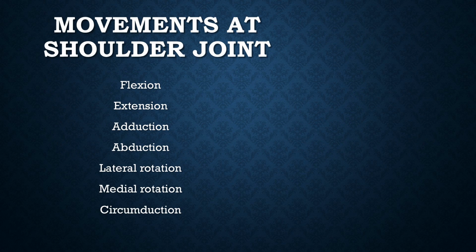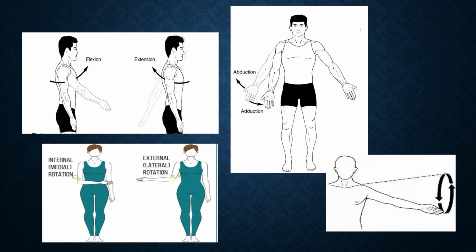Movements at the shoulder joint. Flexion, bending of the arm in such a way that it leads to decrease in angle. Extension, it leads to increase in angle. Adduction, movement of the arm towards the trunk. Abduction, movement of the arm away from the trunk. Medial rotation, lateral rotation, and the sum total of all the movements at the shoulder joint, that is circumduction.